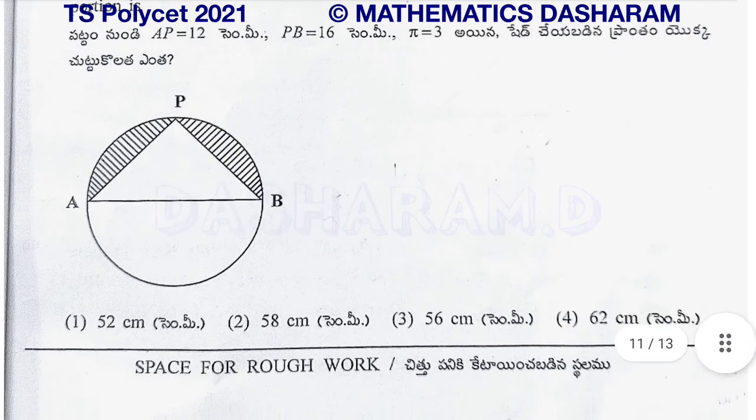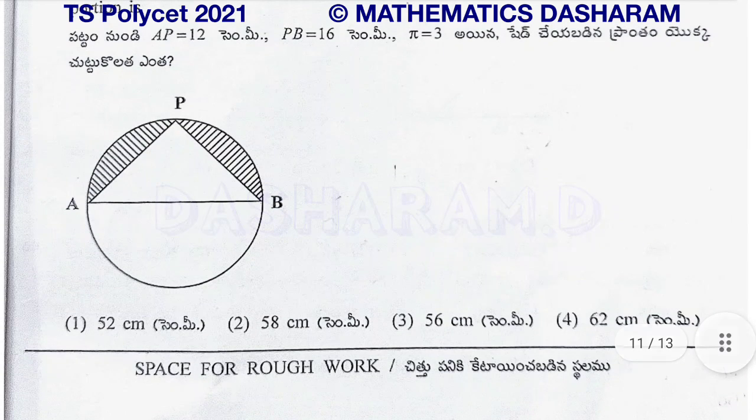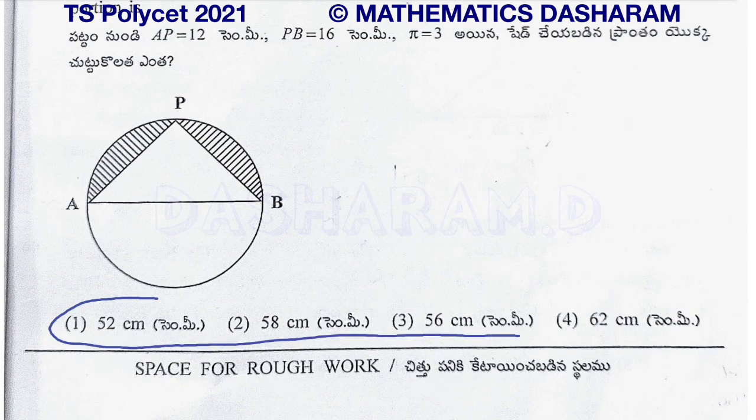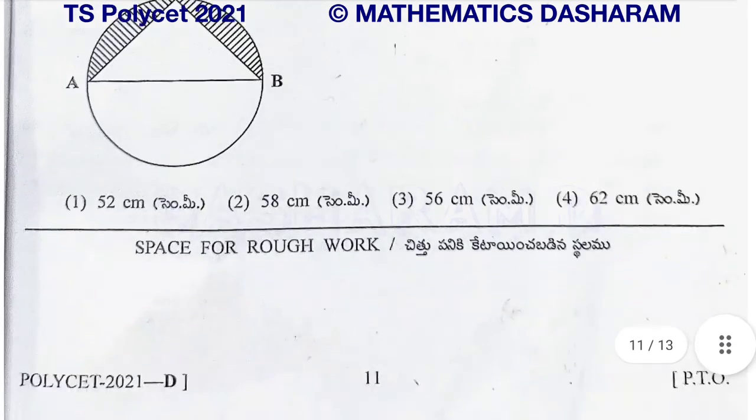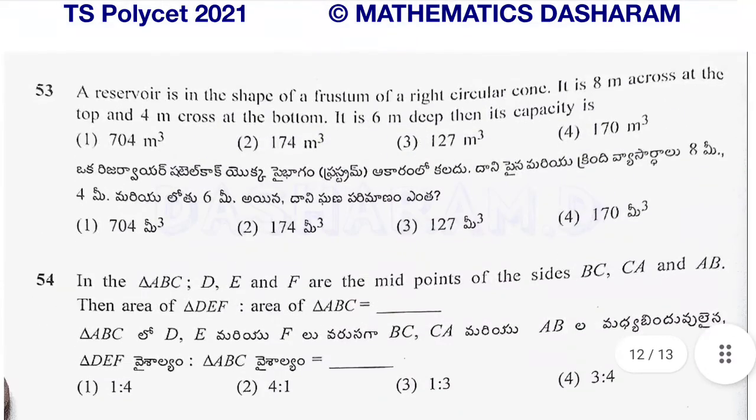But in the options, 54 is not available. So if you attempted this question, then you will get the 1 mark automatically. Okay. Next, the 53rd.